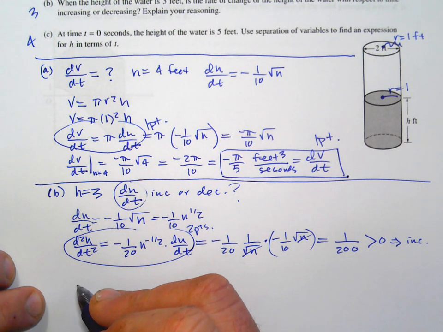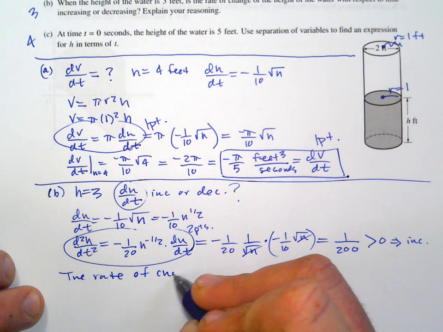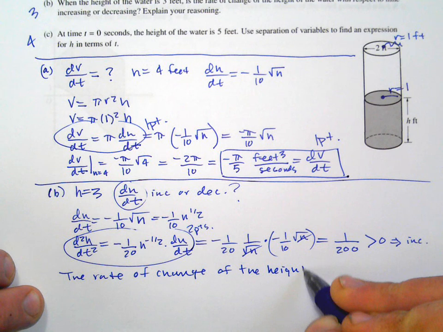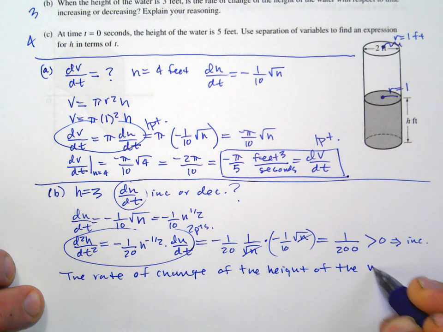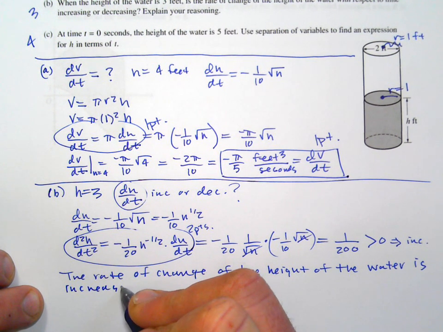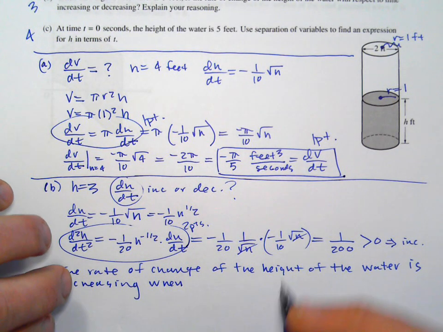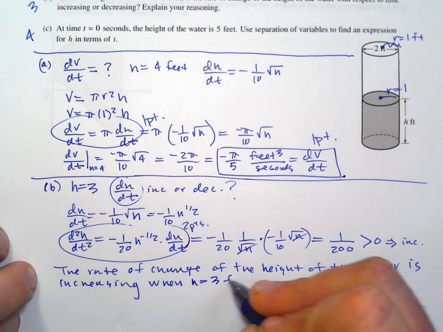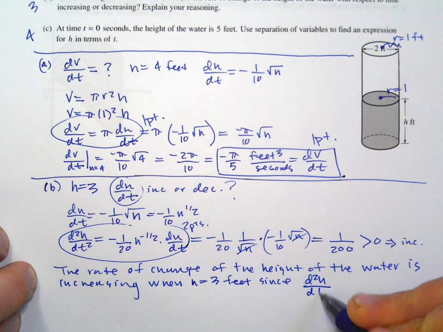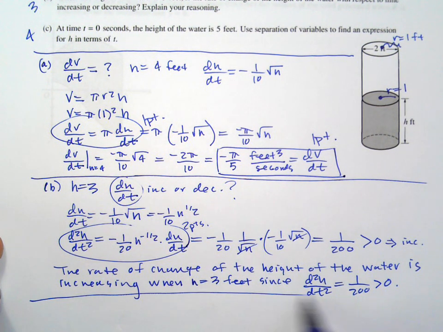So I'm going to write that down in words. I'm going to say the rate of change of the height of the water is increasing when h equals 3 feet, since the derivative of the rate of change of the height equals 1 over 200, which is always positive. So it seems like a good.